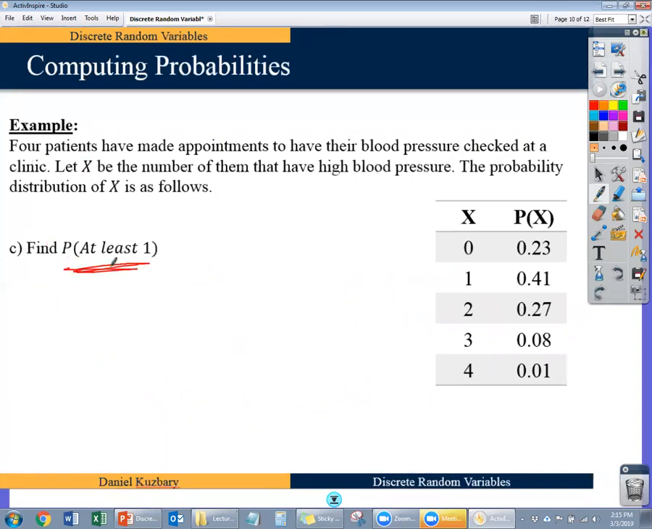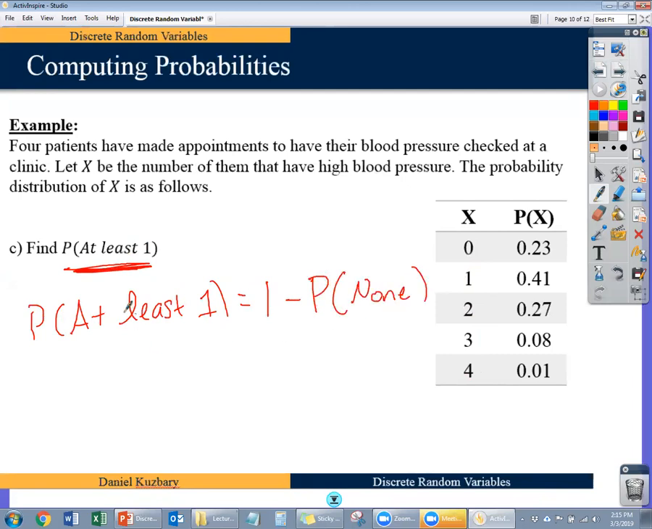Now you can see this could work just like the last one. At least one would mean 1, 2, 3, or 4. I'm going to do our little at least one trick because I think it's a great trick and I want to convince you it's a great trick. So our at least one trick says that the complement of at least one is none. So this means 1, 2, 3, or 4.